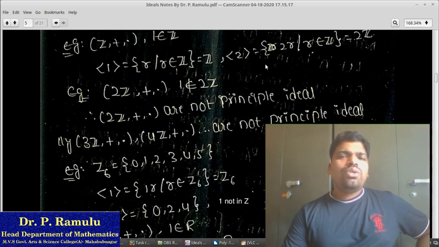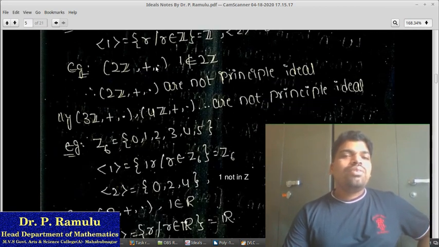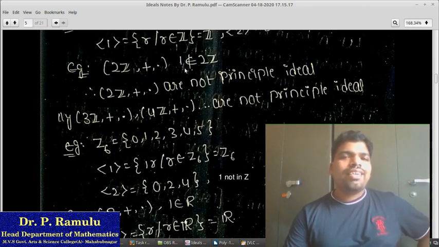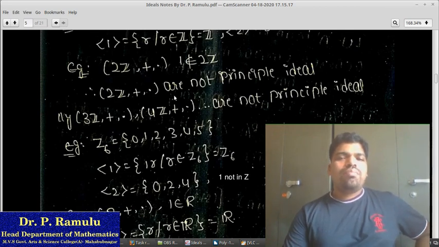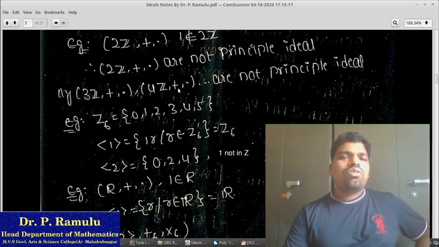If I take 2Z, ⟨2⟩ is nothing but 2r such that r belongs to Z, that equals 2Z. So the ideal 2Z is generated by 2, but 2Z does not have an identity element. That means our ring with unity, 2Z is an ideal but is not a ring with unity. That means 2Z does not contain the identity element 1. Therefore, (2Z, +, ·) is not a principal ideal. Similarly, 3Z, 4Z, 5Z and so on are not principal ideals.